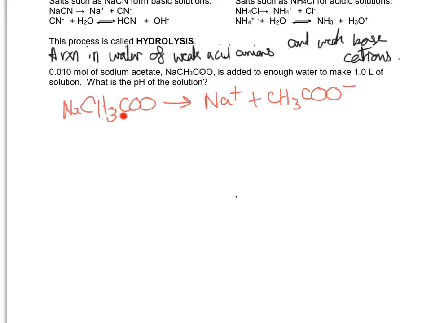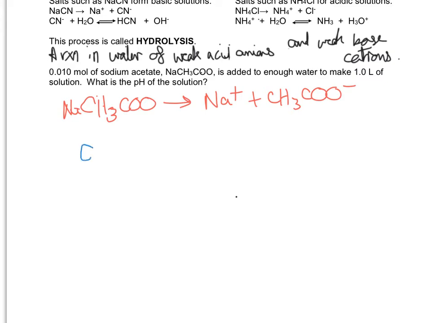NaCH3COO, sodium acetate, would dissociate completely, because it's a soluble salt, into Na plus and CH3COO minus. That's one arrow. Now, the Na plus is a cation of a strong base, so that would not do anything. But the acetate is the anion of a weak acid, like acetic acid is weak, and so that could undergo hydrolysis. So then your next step would be to write your hydrolysis equation.